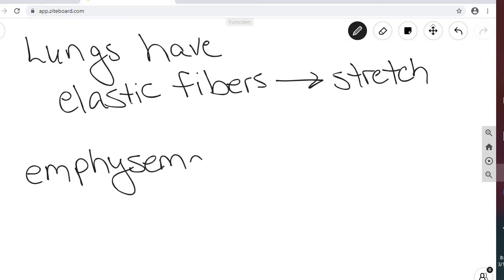emphysema is a condition in which these elastic fibers degenerate, and often they're just replaced by scar tissue. So people especially have trouble exhaling and getting air out of their lungs so that they can then inhale. So emphysema really affects the ability of the lungs to stretch and return to their smaller size because of the deterioration of those elastic fibers.